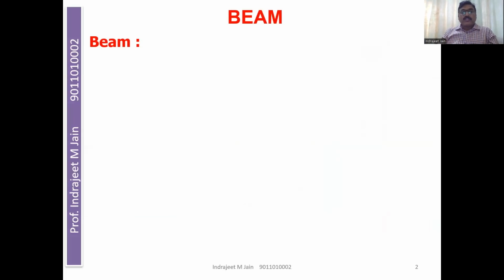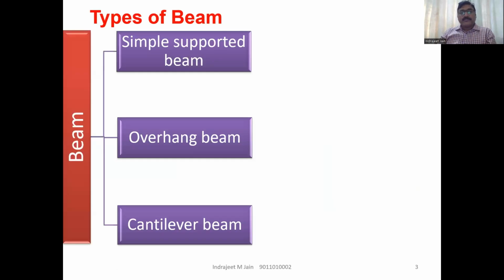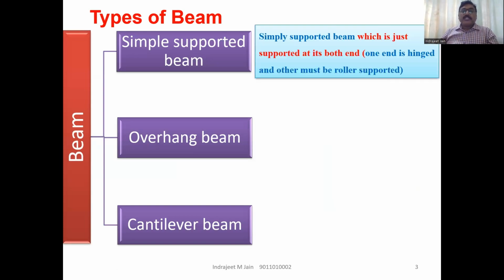So while solving the numerical on this, first of all, we have to understand the concept of beam. Beam is a horizontal member supported along the length and subjected to transverse loading. There are three types of beams: simply supported, overhang, and cantilever. These three types of beam are determinate beams, the beams which can be analyzed by the three conditions of equilibrium. Simply supported beam is the beam which is just resting on two supports. And for equilibrium condition or for determinacy, one end must be hinge and the other end must be roller.